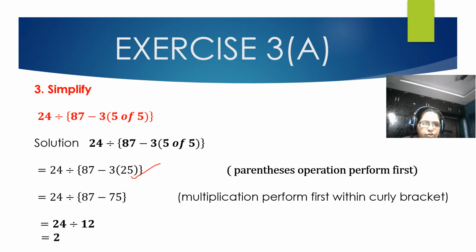Then 87 minus 3 multiplied by the parenthesis, which is 25. Then the multiplication operation is performed: 3 multiplied by 25 is 75. So then 87 minus 75, that is inside the curly bracket. Then the subtraction operation is performed inside the curly bracket. So 87 minus 75 is 12. Then the division operation is performed. 24 divided by 12 is 2. So the value of this expression is 2.